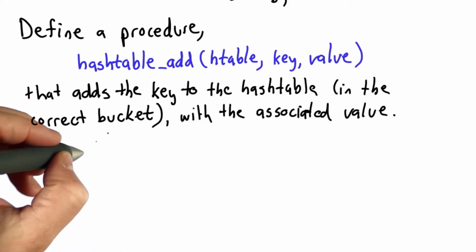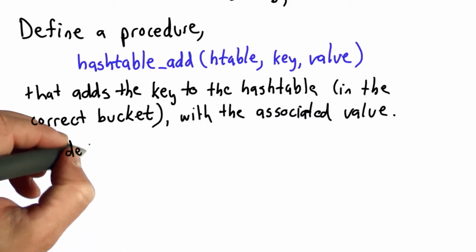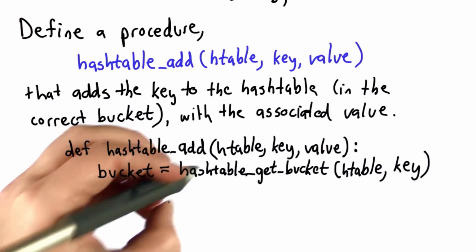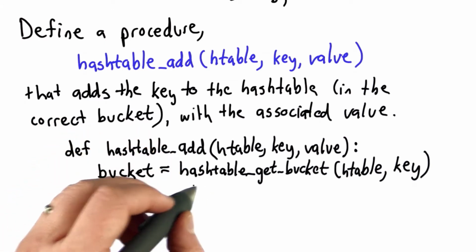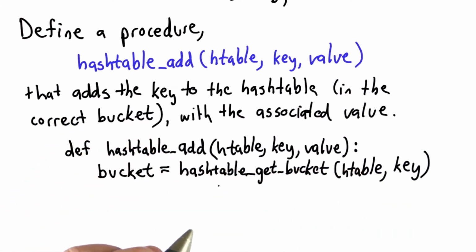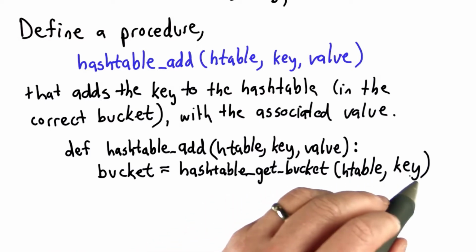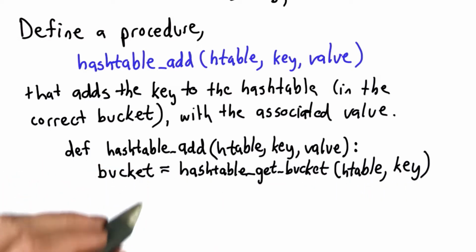So here's one way we could define hash table add. We're going to define the procedure hash table add. So the first thing we want to do is find the right bucket. We'll use hash table get bucket that we just defined to do that, passing in the table and the key. We'll store that in the variable bucket.